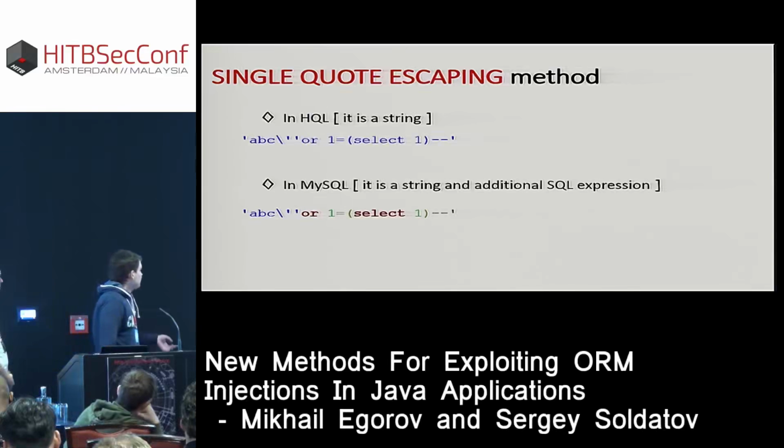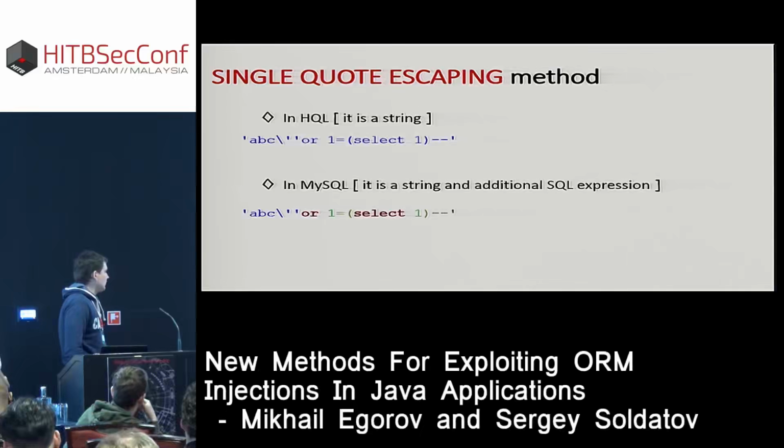So you can see that Hibernate will treat a slash with 2 single quotes as a slash with an escaped single quote. But MySQL will treat this as an escaped quote and a single quote that terminates the string. And the part of the string that comes after the slash with 2 single quotes is treated as an additional condition by MySQL.